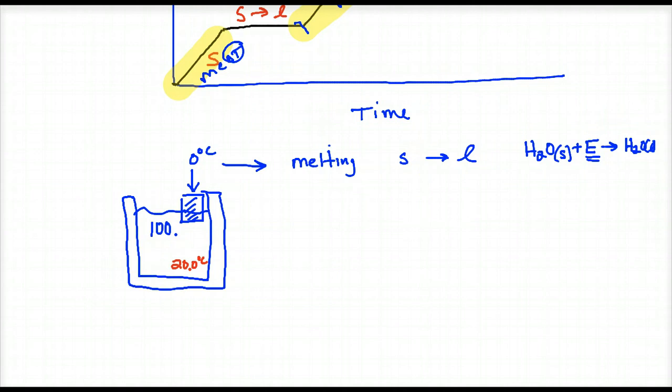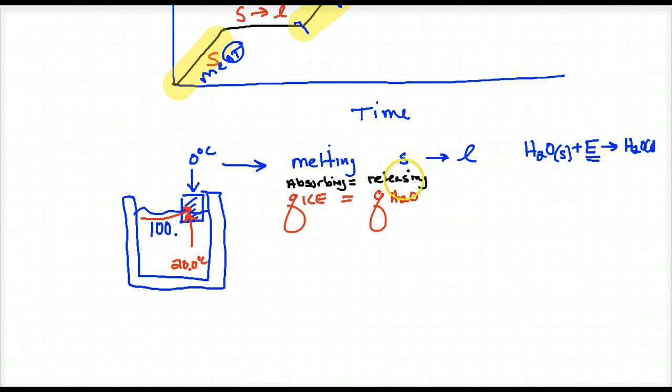Clearly, because melting is endothermic, energy is going to flow from the water to the ice cube. So in this scenario, Q of the ice, which is the energy of the ice that's absorbing, has to equal the Q of the water that is releasing the heat. So energy absorbing, another word for it is consuming, equals energy releasing. You can't have one without the other. Someone has to absorb, someone has to release.